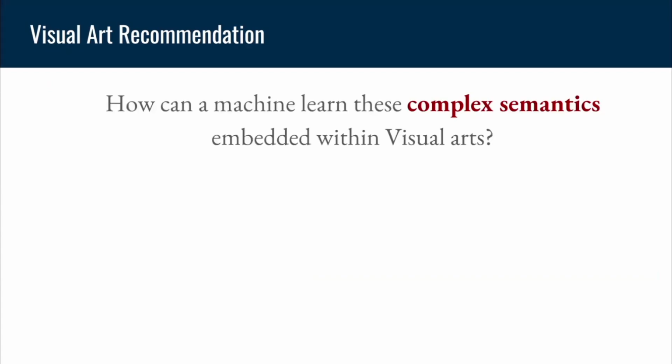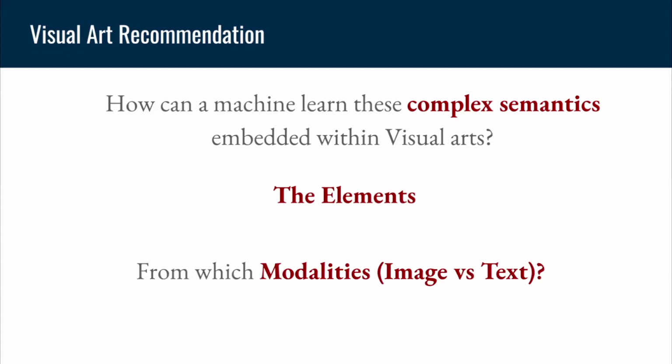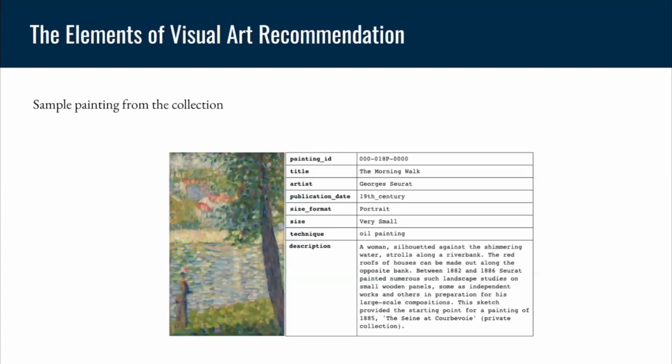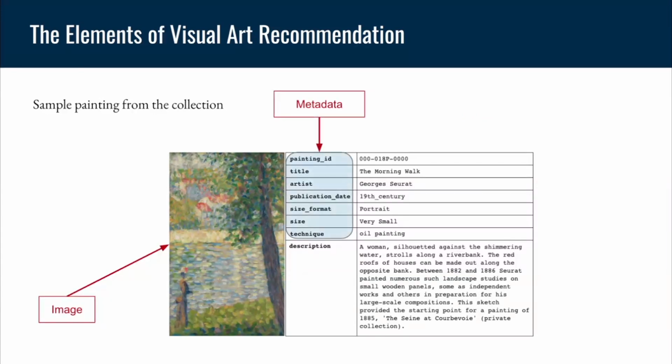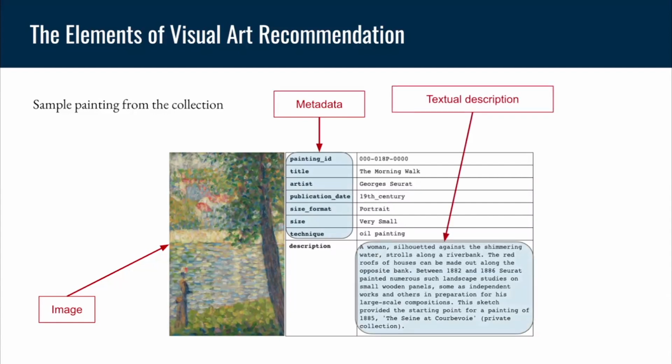So in a paper that we did back in 2023, we asked this question: how can a machine learn these kind of complex semantics that are embedded within visual art? Which are the modalities, or the elements, in other words, to actually drive recommendations? We have images, we have textual descriptions. The National Gallery dataset gives us this information about each painting. You have the visual image, you have some metadata information, and you also have semantically rich textual descriptions. So we have different modalities that we can actually exploit.